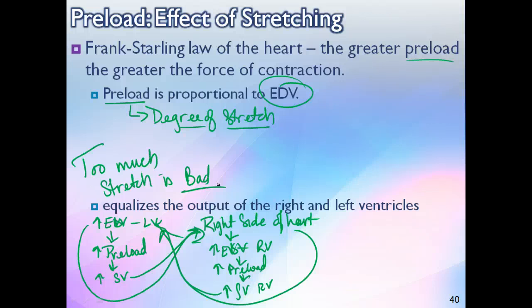in that sarcomere. Okay, but if we stretch too much, then there's not enough overlap between the actin and myosin for an adequate contraction. So, Frank Starling's law of the heart and this idea of the greater the preload, the greater the force of contraction does have its limits. Because if you stretch too much, you'll actually start to go down the other side of the hill, and start decreasing contractility as we lose too much overlap.